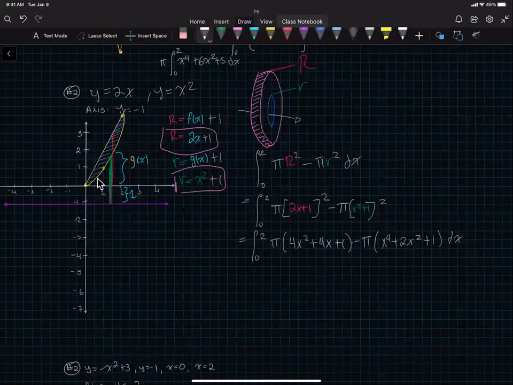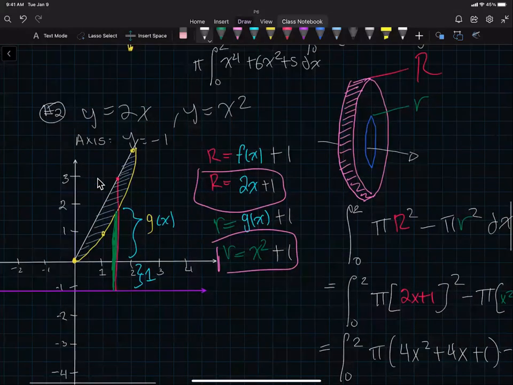Is there anyone who would like me to explain something? Maybe that's not making sense, that you feel you need more clarification on? Okay, the question is, how do you know which function you use for capital R and for lowercase r?